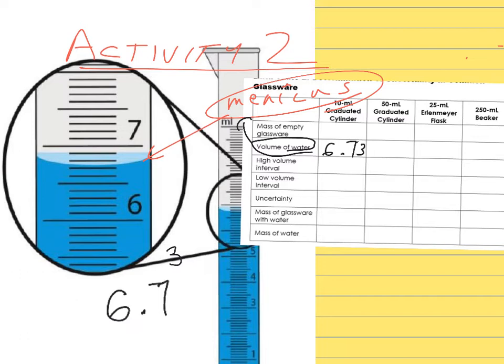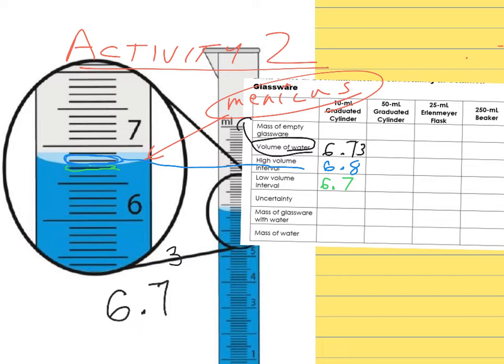I love my toys. They would say that this line right here is your bottom level. So your low interval would be 6.7. Your high interval would be the line right above your meniscus. Let me use a different color here. I used blue to circle on blue. Brilliant. Your high interval would be that line right there, right above. So your high interval would be 6.8.